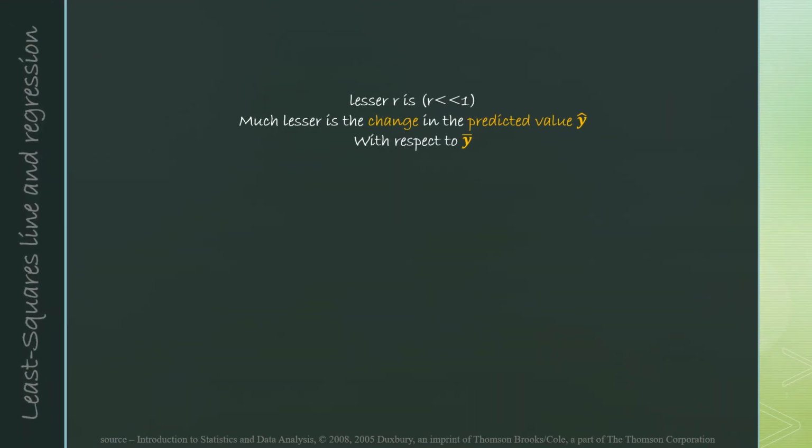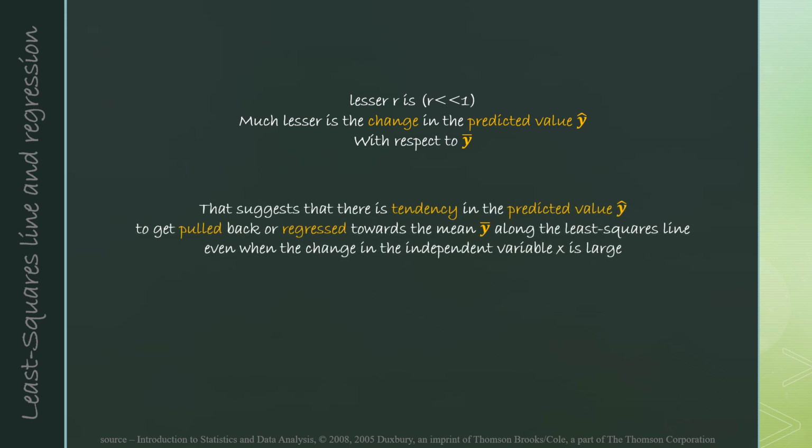The lesser the value of r is, the much lesser is the change in the predicted value y hat with respect to its mean y bar. That suggests that there is a tendency in the predicted value y hat to get pulled back, or regress, towards the mean y bar along the least squares line even when the change in the independent variable x is large. That is the reason the least squares line is also called the sample regression line.